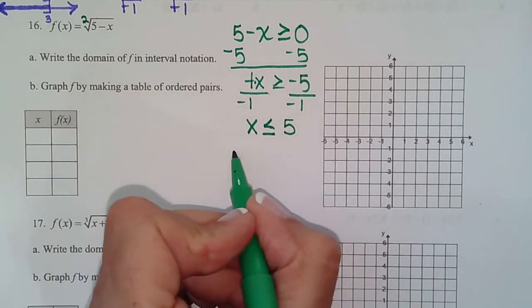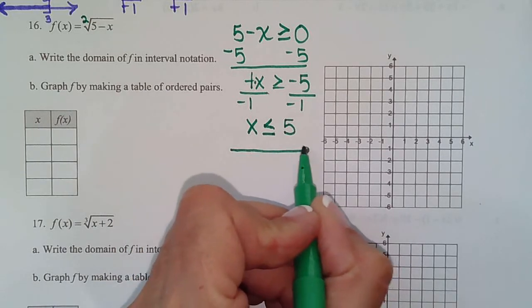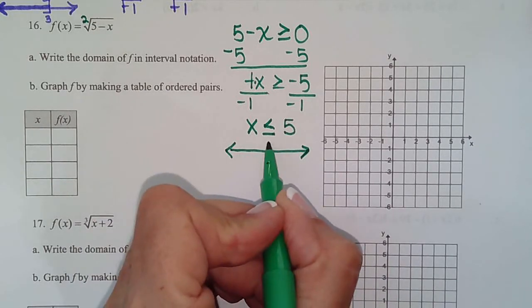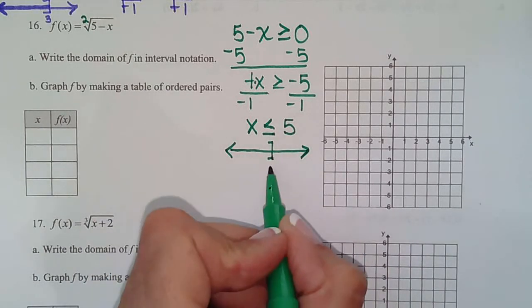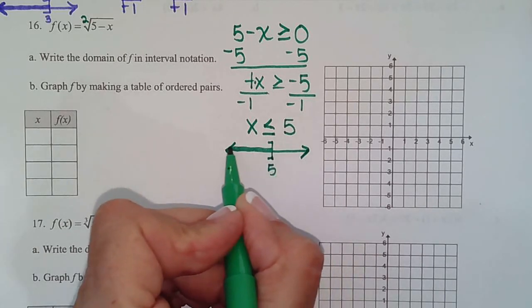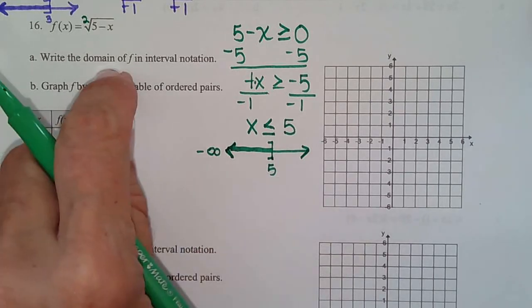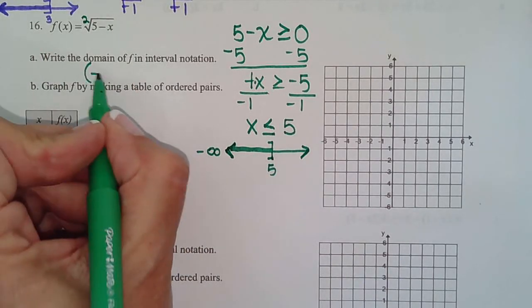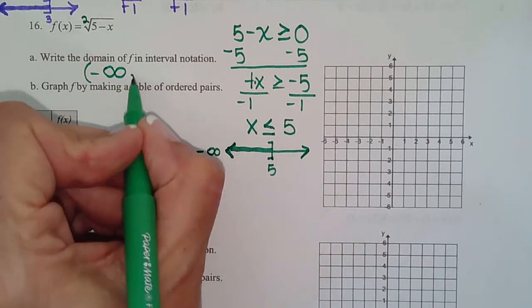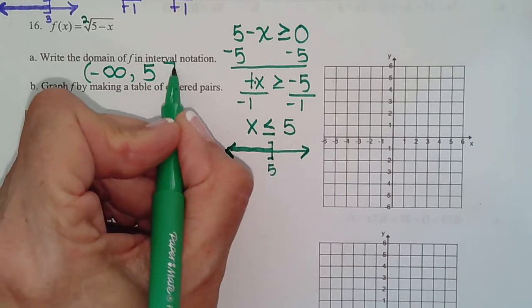So write the domain in interval notation. The minute I see that, I go, oh, I need to first graph it. So less than or equal to, shades left. So just do a really rough graph just so you know the order that goes up here. So negative infinity first, 5 second.